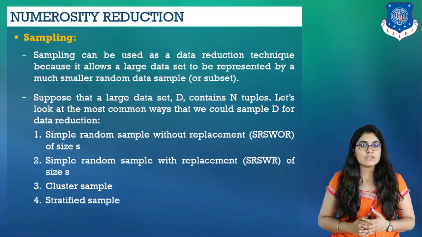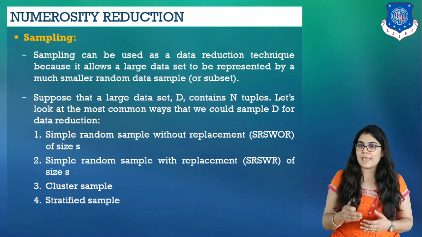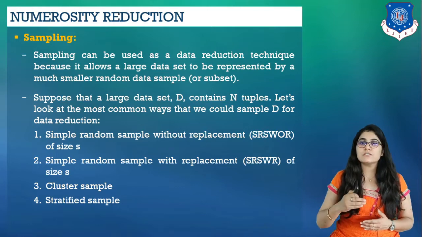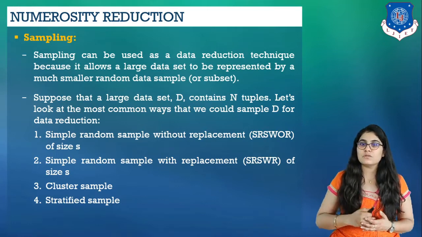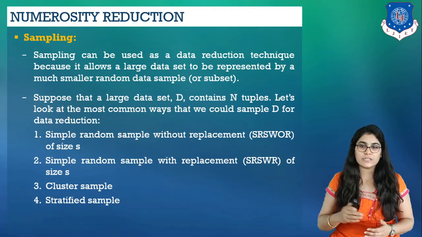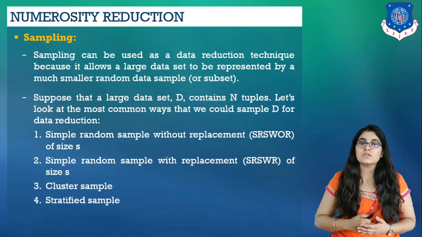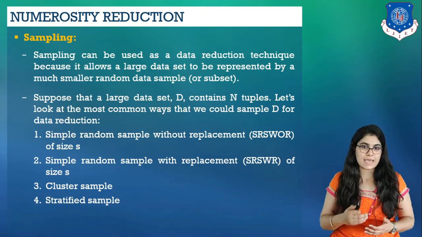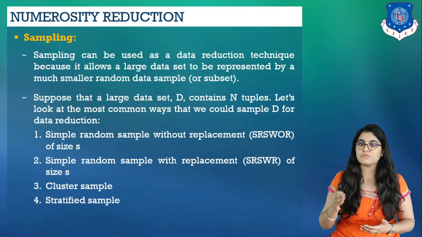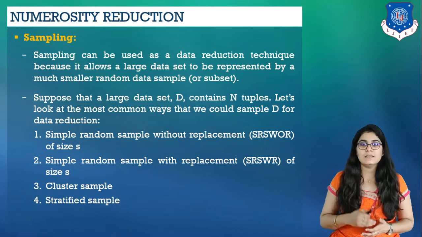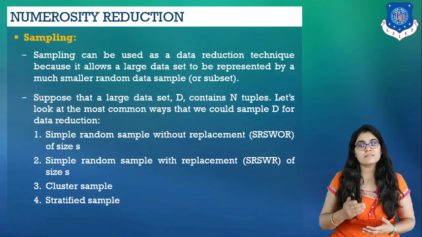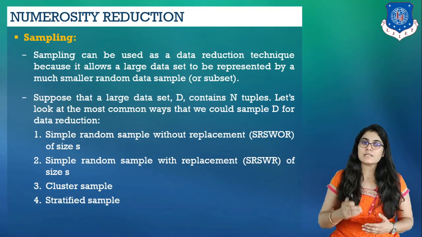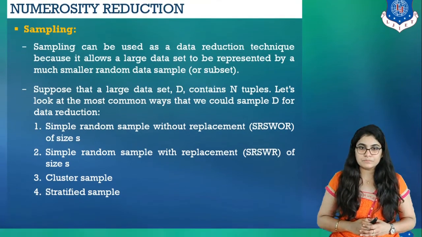Suppose that a large data set D contains n tuples. Now let's look at the most common ways that we could sample database D for data reduction. The methods include simple random sample without replacement of size S, simple random sample with replacement of size S, cluster sample, and stratified sample. So let's discuss each of these methods.